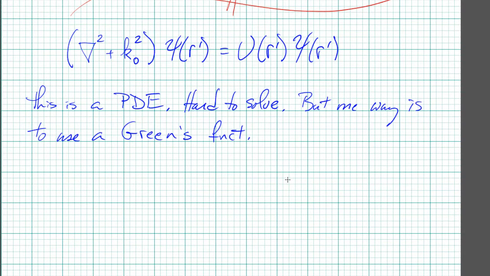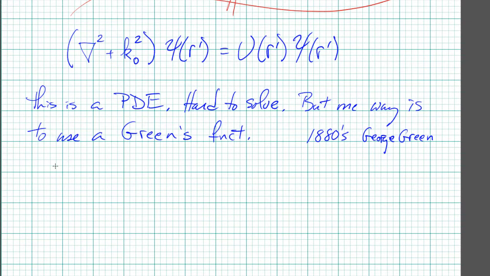Well, a Green's function is a way to turn a partial differential equation into an integral equation, which can then be done numerically. This was first thought up in the 1880s with a guy named George Green, who never even went to school. He was a self-taught mathematician, and he thought of this idea.